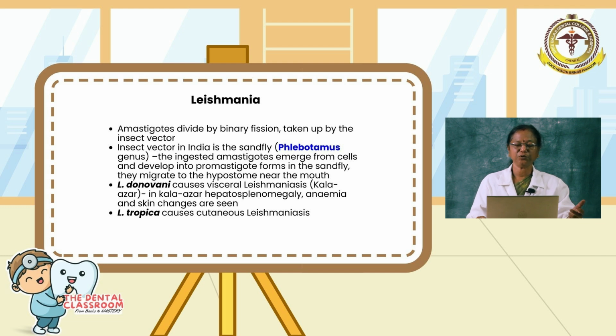And there are two important species of Leishmania. One is Leishmania donovani, another one is Leishmania tropica. Leishmania donovani causes visceral leishmaniasis. It can affect any organ, and the disease is referred to as Kala-Azar, which causes hepatosplenomegaly, anemia and skin changes. All these changes are caused by Leishmania donovani, while Leishmania tropica results in cutaneous leishmaniasis.